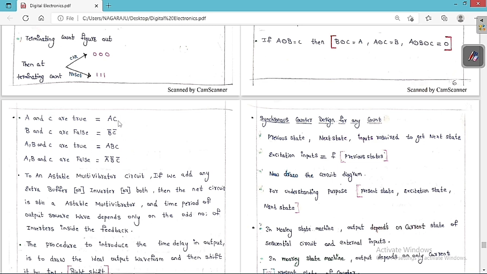So A and C are true means AC, B and C are false means B bar, C bar. A, B, C are true means A into B into C, and A, B, C are false means A bar, B bar, C bar. So true means keep as it is. False means keep the complement of the letters, and AND means you have to keep the AND symbol.